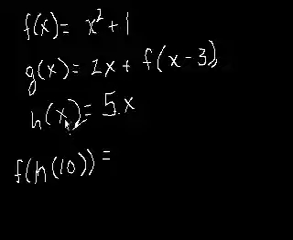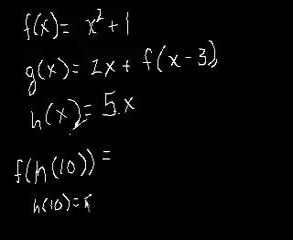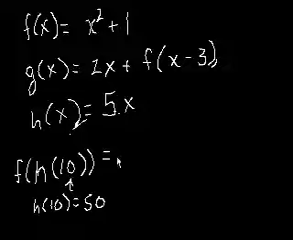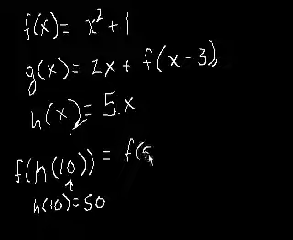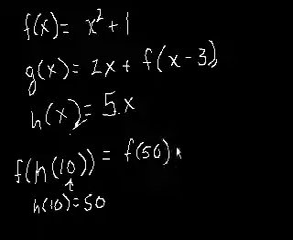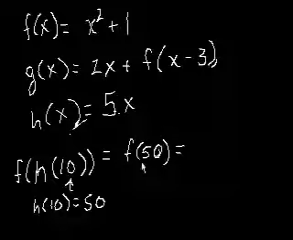We take the 10, substitute it in for x. H of 10 is equal to 5 times x. So in this case, x is 10, so it equals 50. So we know h of 10 equals 50, so we substitute that back in here. So we say f of h of 10 is the same thing as f of 50.